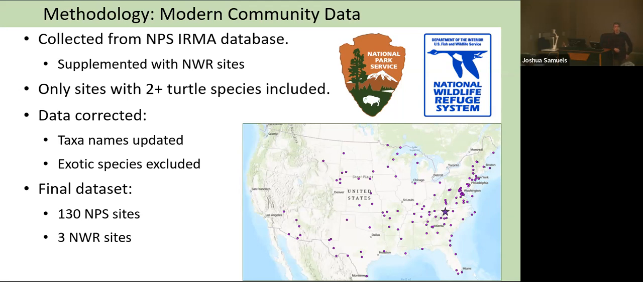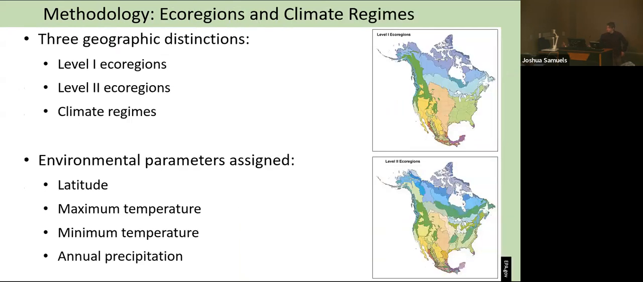And what I ended up with was 130 national park sites. And then I added in like 3 national wildlife refuge sites using iNaturalist data, just to get a little bit of better coverage of some of those specific regions. Now, I didn't want to compare every single site to the Gray Fossil Site individually. So I grouped those modern sites into 3 distinct grouping types.